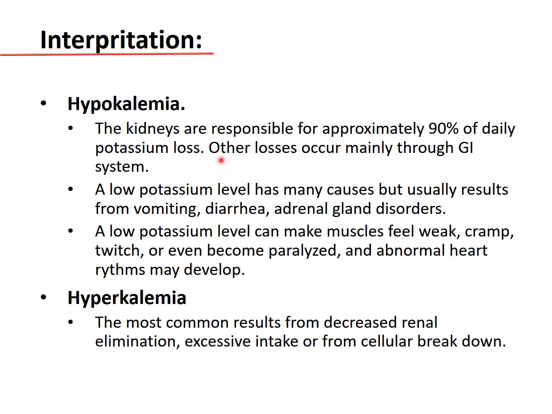The interpretation. Hypokalemia. The kidneys are responsible for approximately 90% of the daily potassium loss. Other loss occurs mainly through the GI system. A low potassium level has many causes but usually results from vomiting, diarrhea, or adrenal gland disorders. A low potassium level can make muscles feel weak, cramp, twitch, or even become paralyzed, and abnormal heart rhythm may develop.